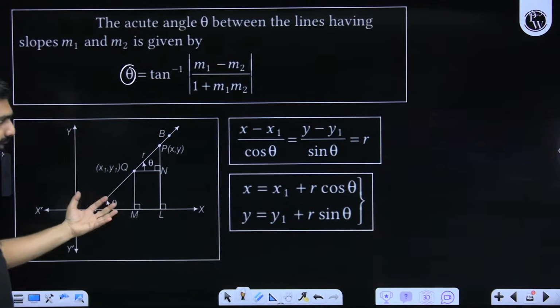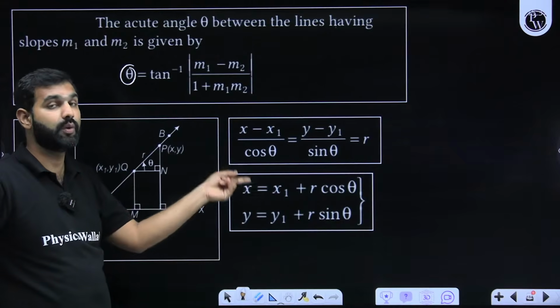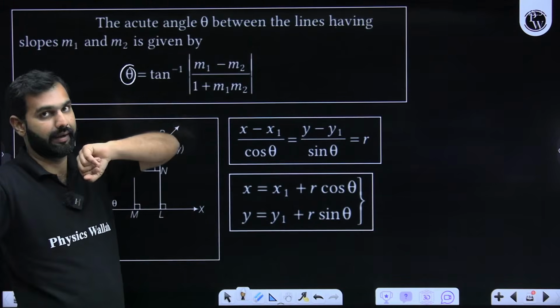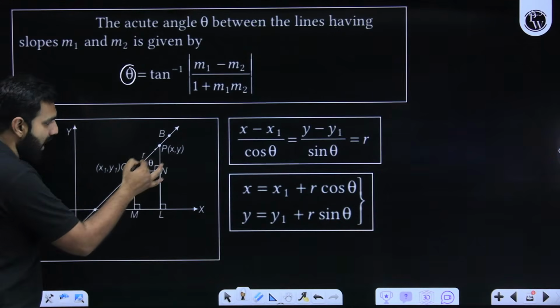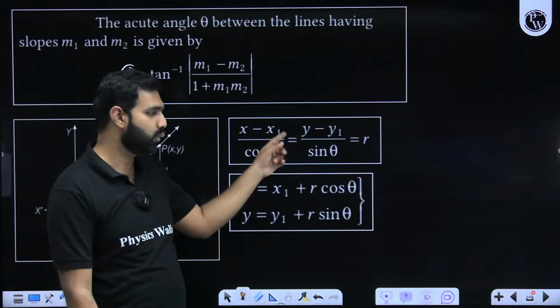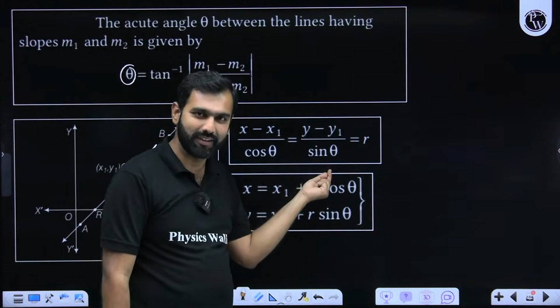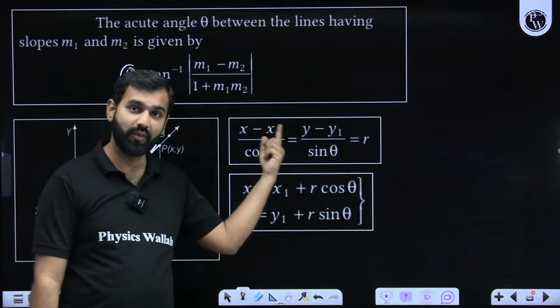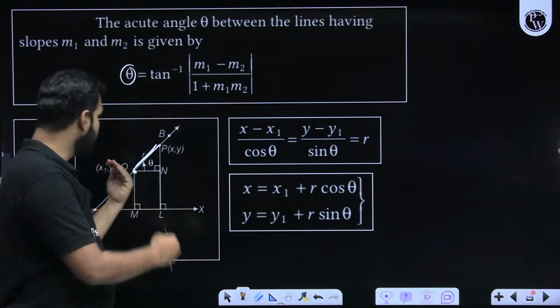This is called the parametric form of a straight line, which you can relate with the 3D version of a straight line. So if a line is passing through x1 comma y1 and r distance away from it there is a point x comma y, I can take it like x minus x1 upon cos theta, direction cosines, y minus y1 upon sin theta is equal to r. This is nothing but what? y minus y1 upon x minus x1 is equal to tan theta. That only. So r distance could be either upward or downward.